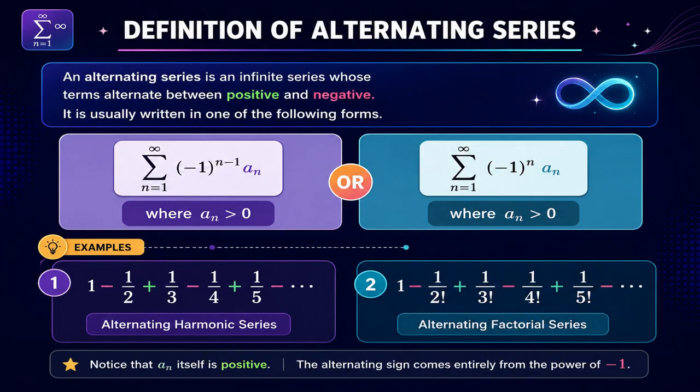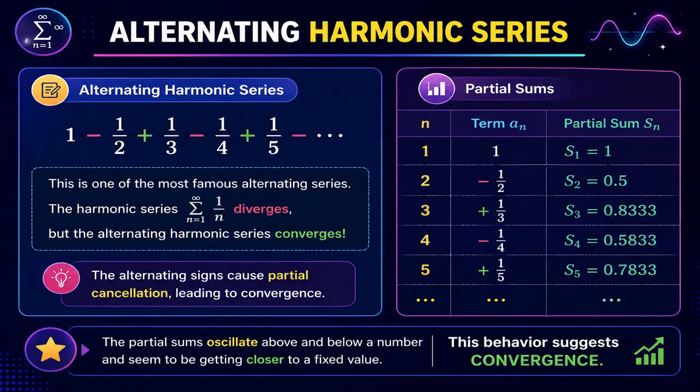For example, we already know that the standard harmonic series diverges. But the moment we alternate the signs, the series converges. This happens because the alternating positive and negative terms cause a partial cancellation, which is the driving force behind the convergence. If you look at the partial sums table on the right, you can see these concepts in action.